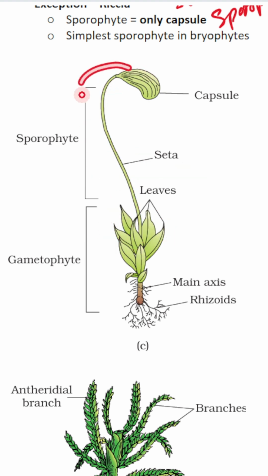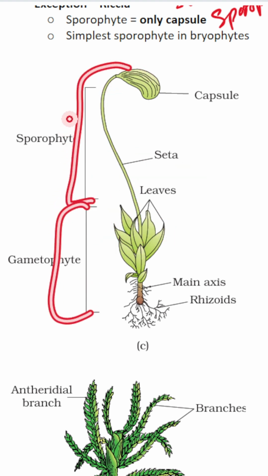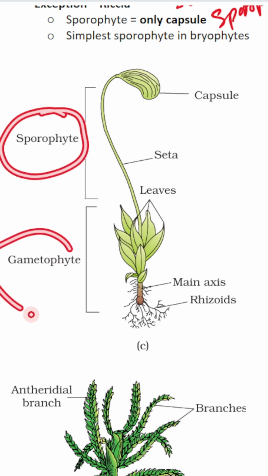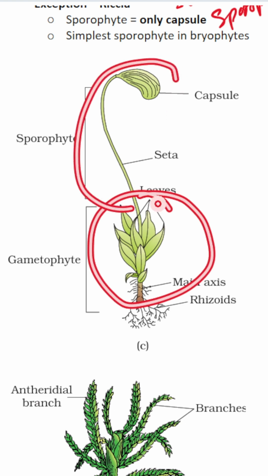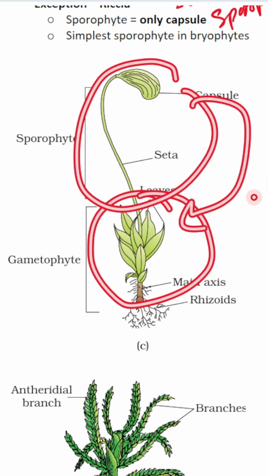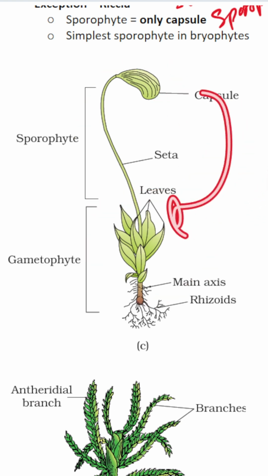So in liverworts we find two stages of plants present, two generations. One is the sporophytic generation, one is the gametophytic generation, but the gametophyte is always dominant and the sporophyte is always dependent on the gametophytic plant. So these are parasitic on gametophytic plants.